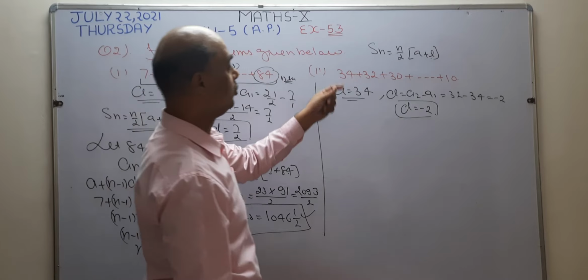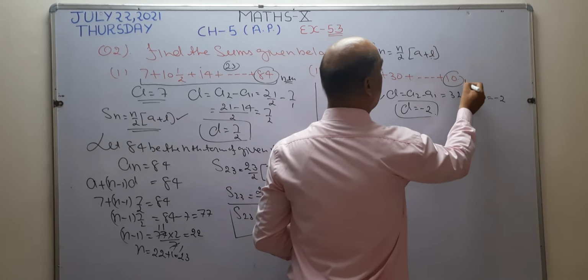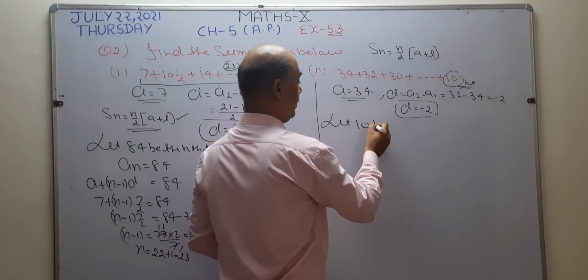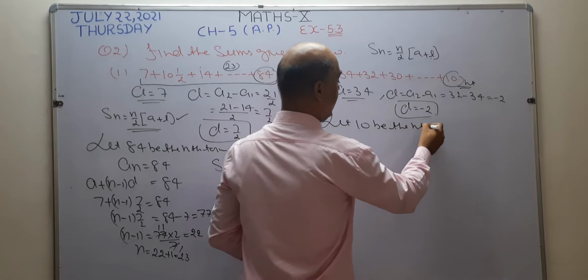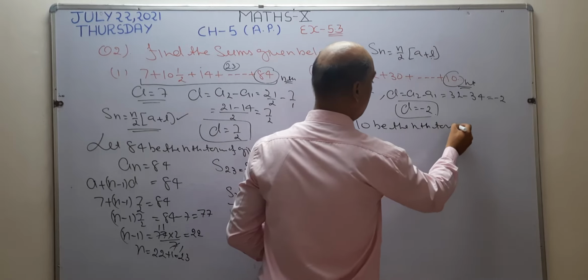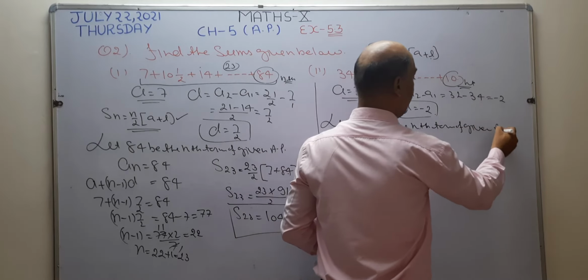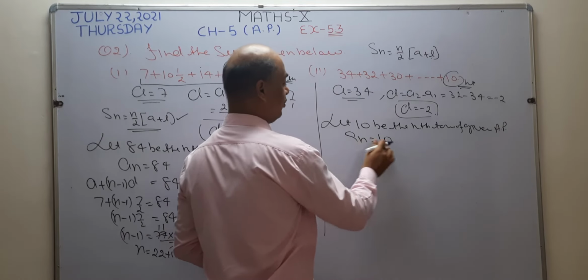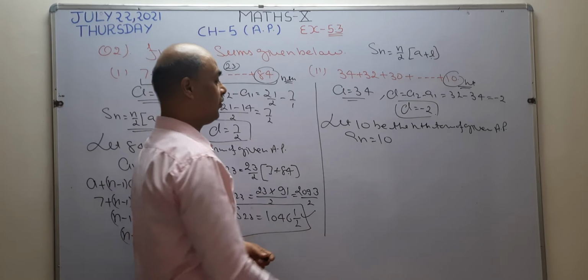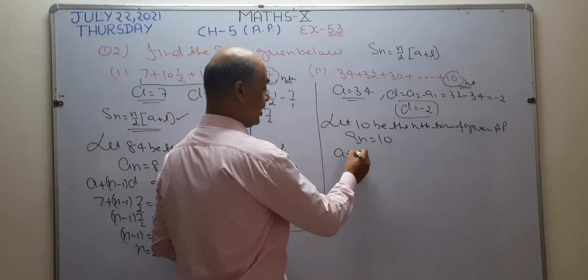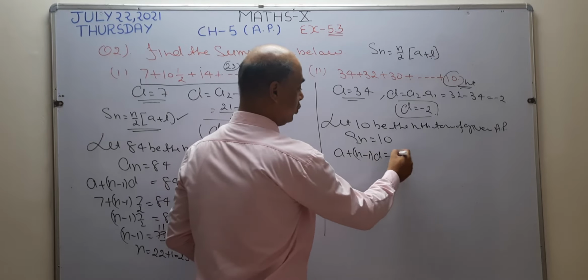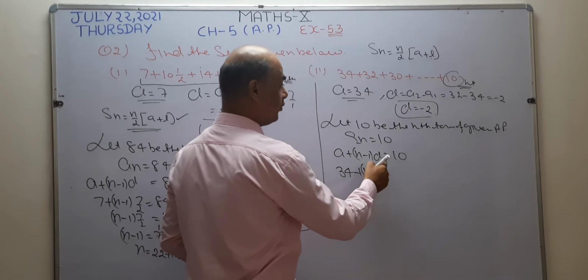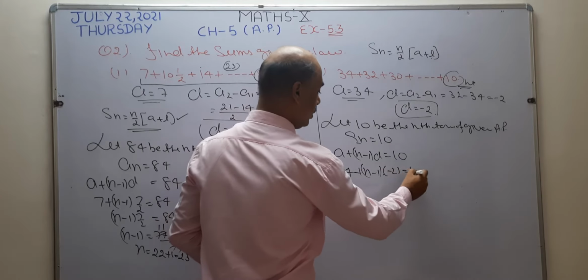Okay. Now suppose that this last term, 10, is the nth term of the given sequence. So let 10 be the nth term of the given AP. Since it is the nth term, it's an. And you know the formula for finding the nth term of an AP. The formula is a plus (n minus 1) times d equal to 10. The value of a is given, 34, plus (n minus 1). What is the value of d? Minus 2, right here, equal to 10.